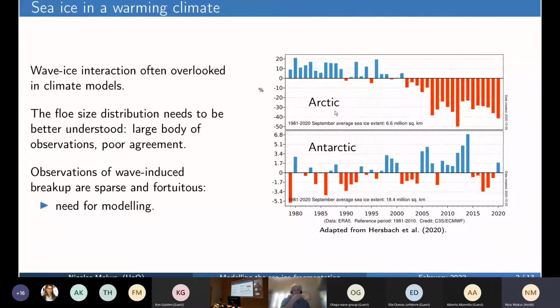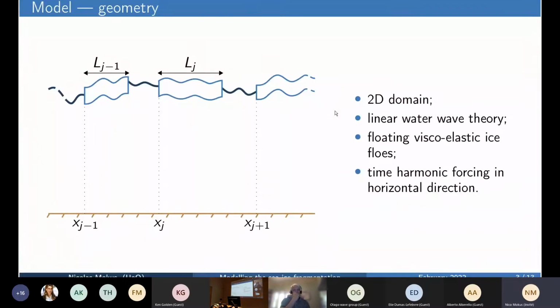To study wave-driven sea ice breakup, I've built a numerical model that allows wave propagation into an array of floating floes. This model represents a two-dimensional domain with homogeneous subdomains, either ice-covered or ice-free. It relies on linear water wave theory, which allows us to describe the fluid motion with a scalar velocity potential, a solution of a Laplace equation. The model has a finite depth, and ice floes are represented as floating viscoelastic plates of constant thickness located in space with known length and positions. And finally, we force the model with a time harmonic plane wave of prescribed period and amplitude.